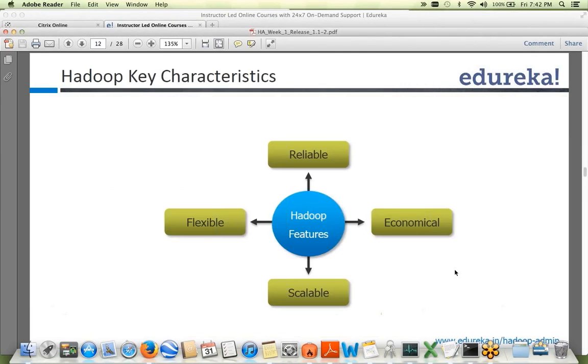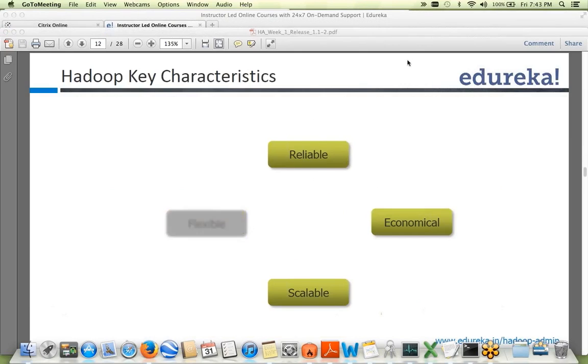Okay, so the main key characteristics of Hadoop. What are the main characteristics that a Hadoop system should have? So let's start with reliable. Because Hadoop is going to handle your big data and it's going to be a production system, it has to be reliable. It cannot go down, or be such that some days it gives results in 5 hours, next day it gives results in 10 hours, then again it goes to 8 hours. So it has to be reliable.